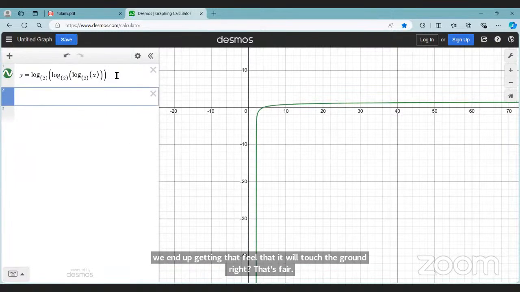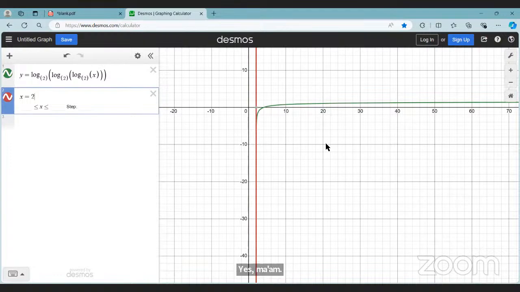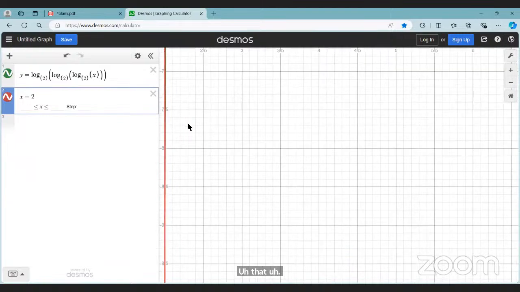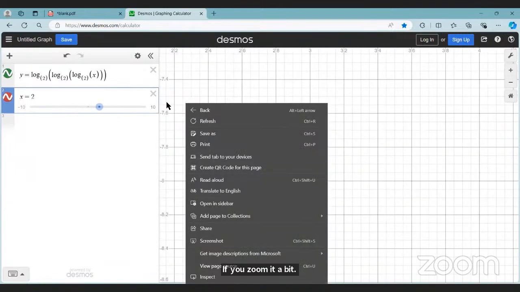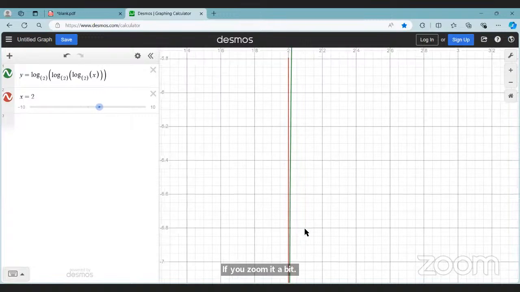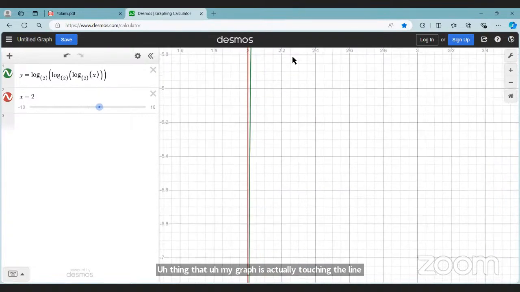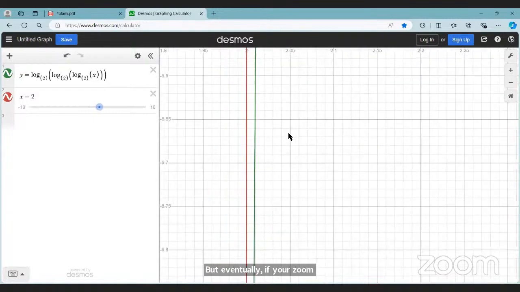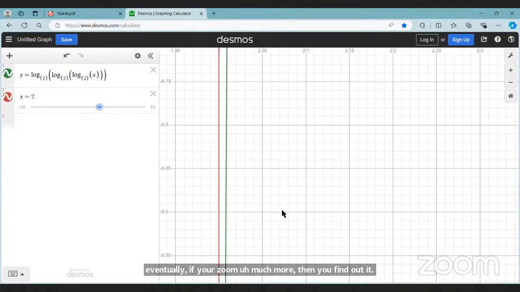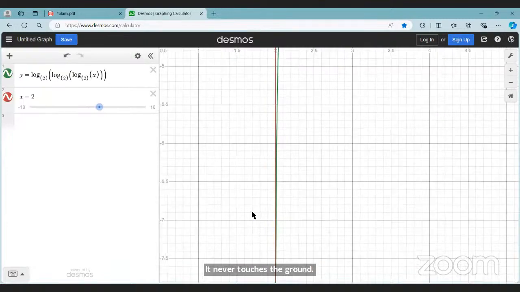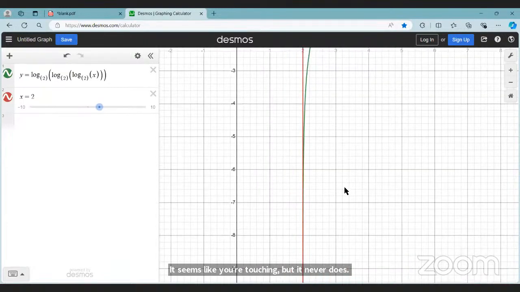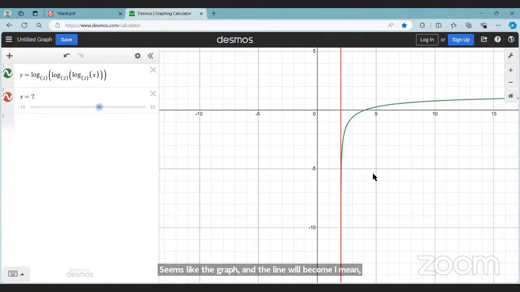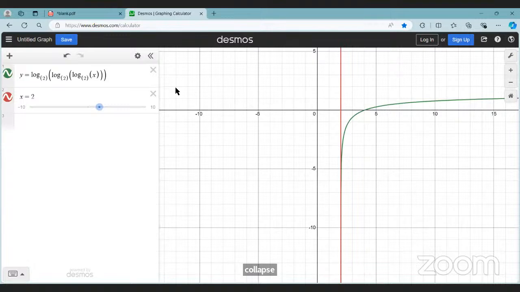Yes, ma'am. If you observe the line x equals 2 and zoom in a bit, you get the sense that the graph is actually touching the line, right? But if you zoom in much more, you find out it never touches the graph. It seems like the graph and the line will collapse, but it never does. So such a type of line is going to be an asymptote.